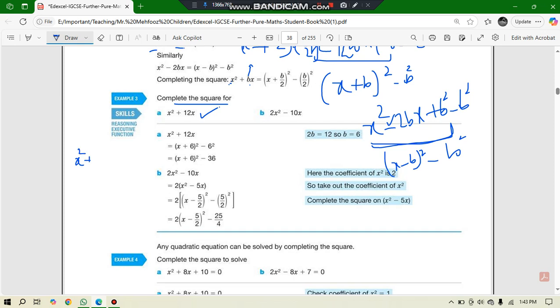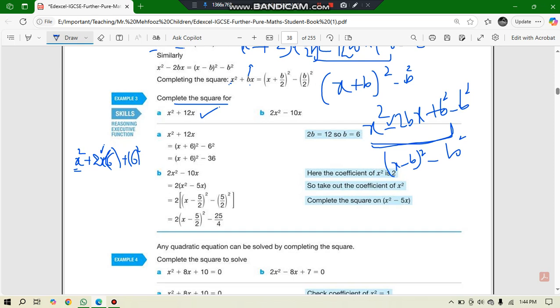You can see that x squared plus 12x can be written as x squared plus 2 multiplied by x multiplied by 6. Now your first term is x, and your second term must be 6 squared. So we add 6 squared and subtract 6 squared in this expression to complete the square.